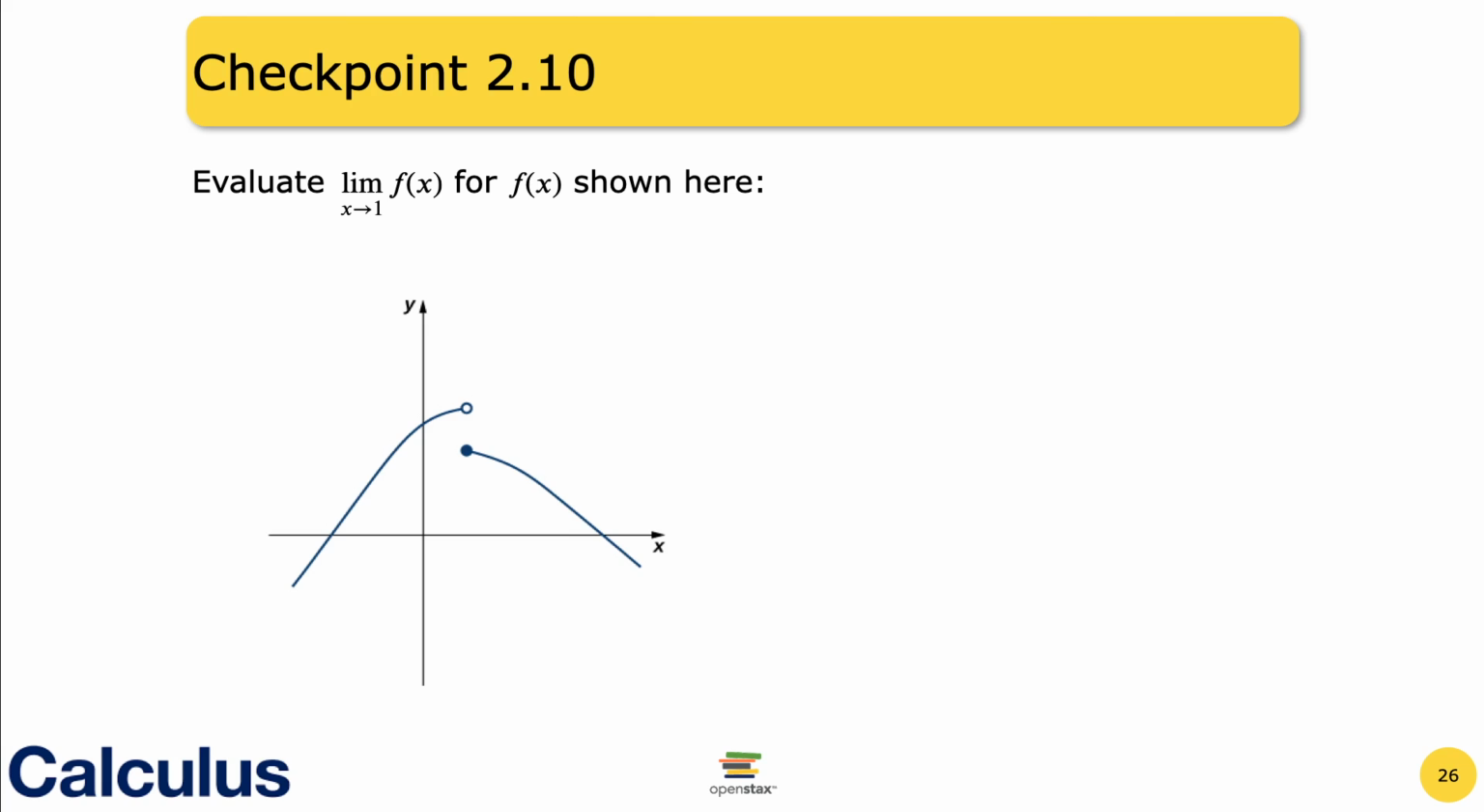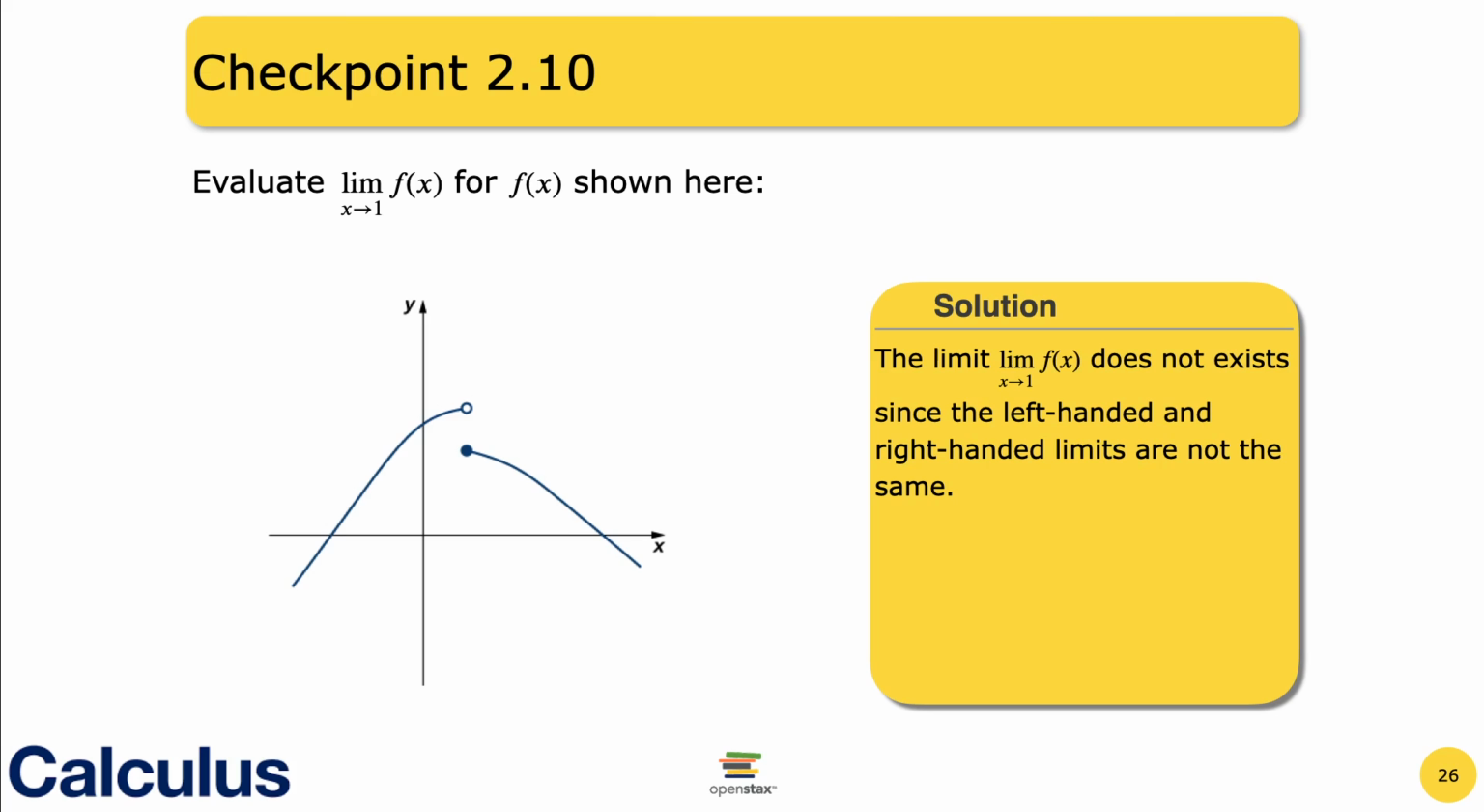Checkpoint 2.10. Evaluate the limit as x approaches 1 of f of x for f of x shown here. Pause the video and attempt this problem. Now that you've paused the video and tried this for yourself, let's look at the solution. The limit as x approaches 1 of f of x does not exist. The left and right limits are not the same. It doesn't matter what the functional values are in this case, because we don't even know them. It's just the point that the limits from the left and right themselves do not exist. So that theorem that we talked about concludes that the limit itself at x equals 1 does not exist.